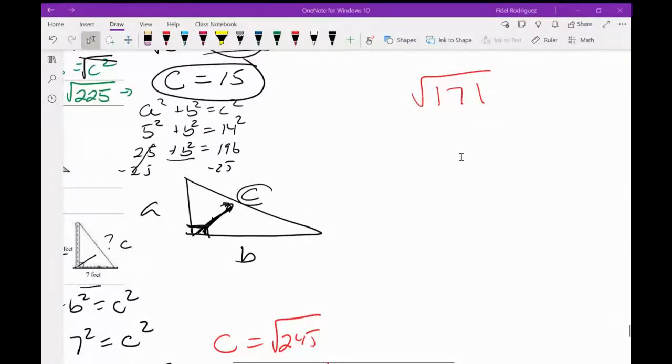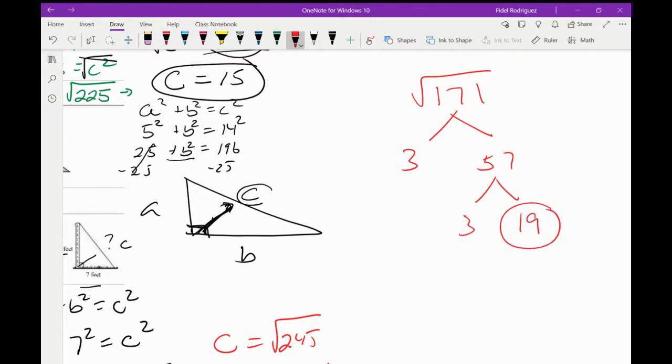So when I have the number 171, I'm going to try to break it down. Now, I know that it's not even, so I can't divide it by 2. So I'm going to try dividing it by 3. So I'm going to take my calculator and say, what's 171 divided by 3? Oh, it's 57, okay? And I'm going to try to divide that one by 3 again. Oh, and this is 19. Now, 19 is a prime number, so I know I can't break down 19 anymore.